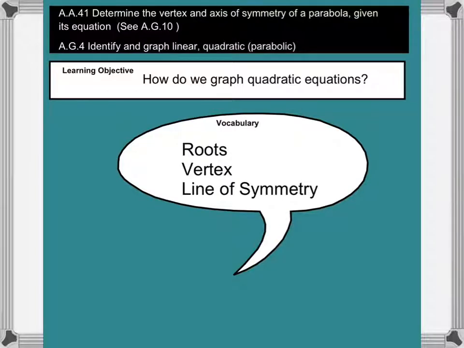Okay, today we're going to talk about how we can graph quadratic equations. It covers the integrated algebra standards AA41, which is determine the vertex and the axis of symmetry of a parabola, and AG4, which is identify and graph linear and quadratic equations. We've already done the linear part. So our vocabulary today is roots, vertex, and line of symmetry.